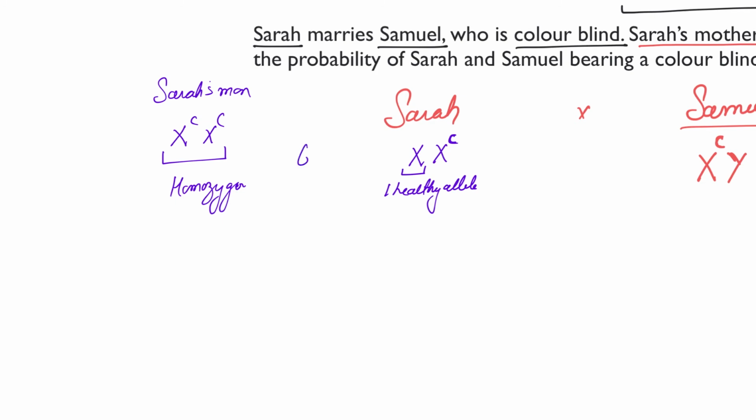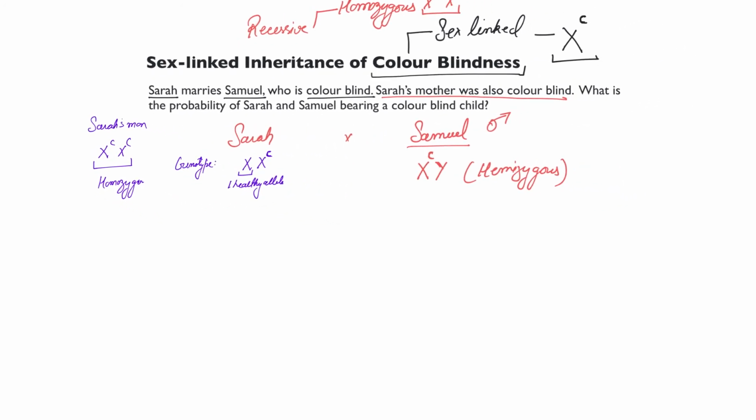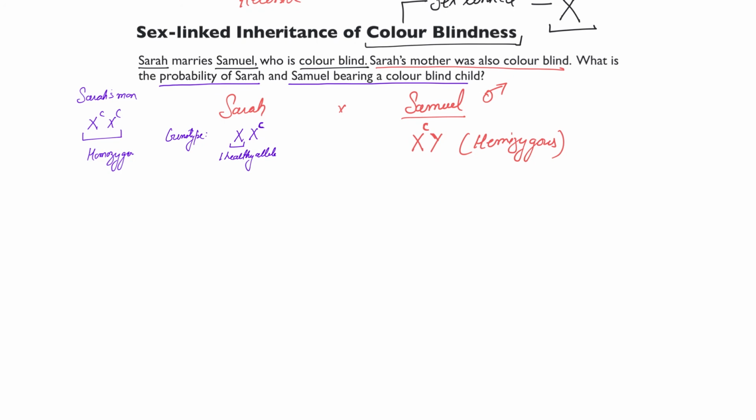So we know the genotype, the set of alleles that Sarah has, and we know the set of alleles that Samuel has. Now let's again come to the question. Probability of Sarah and Samuel bearing a color blind child. So what are the possibilities of Samuel giving a color blind allele? So what's the probability? Favorable outcome by total. Now Samuel can give either XC or Y, right? Can't give both. So that means one is the favorable. In this case, the total is 2.